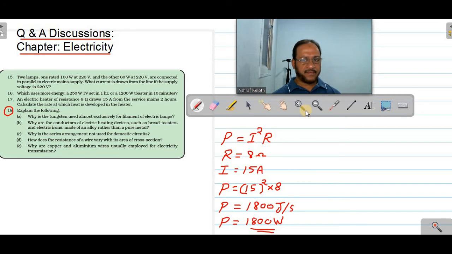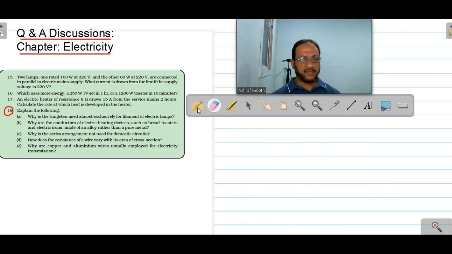Can you read the question number 18? Why is tungsten used most? Explain the following. You have to explain each one of the following. First one, A, only. Why is tungsten used almost exclusively for filament of electric lamps? What is the reason? It has high resistivity. High melting point. Yes, high melting point.